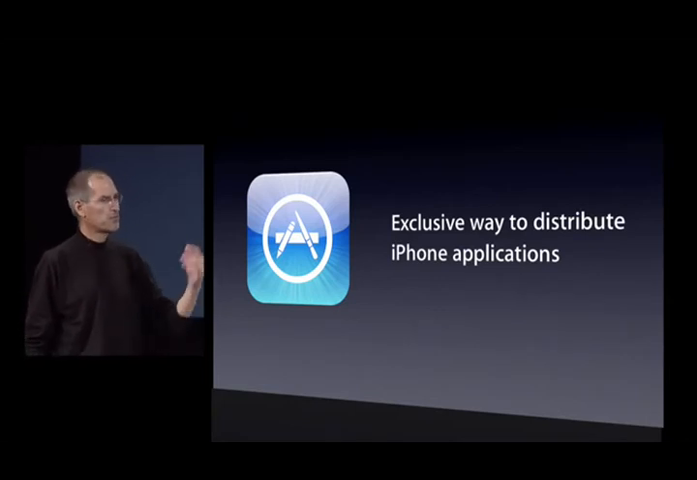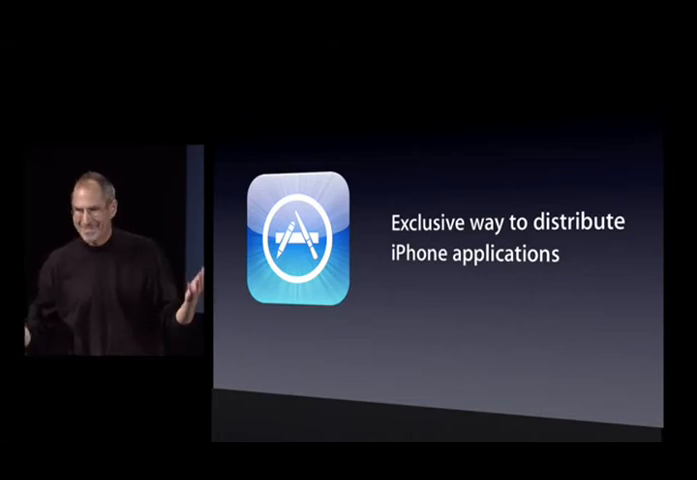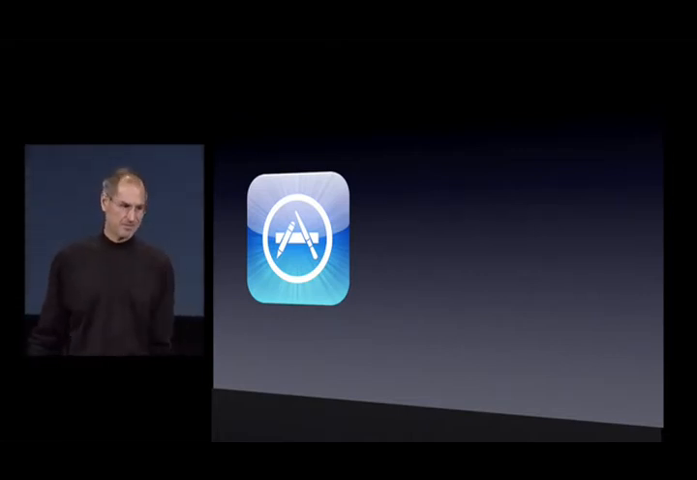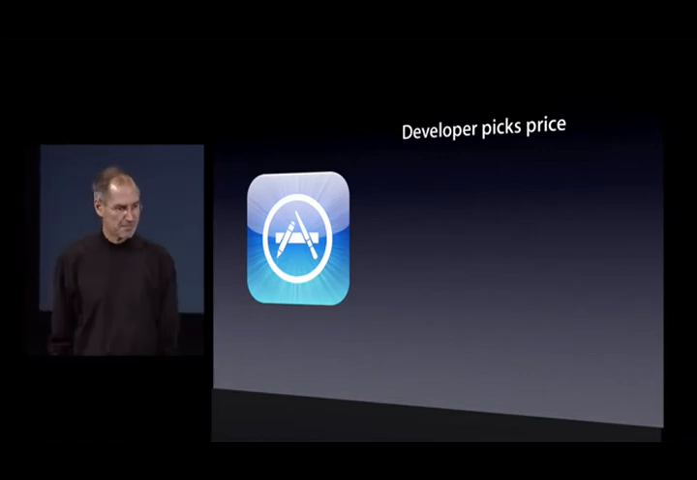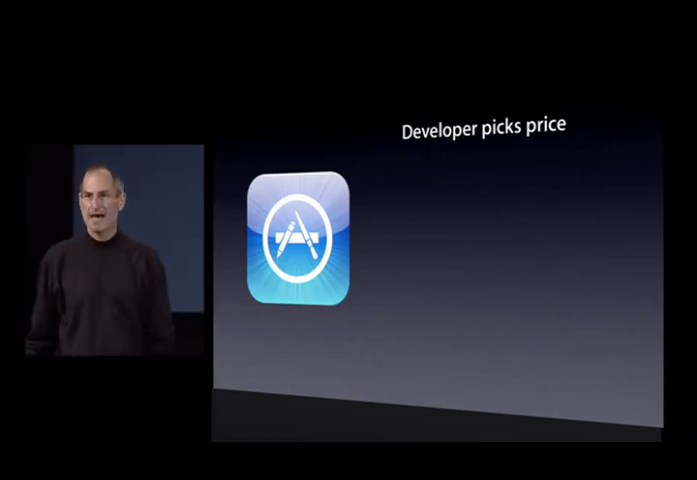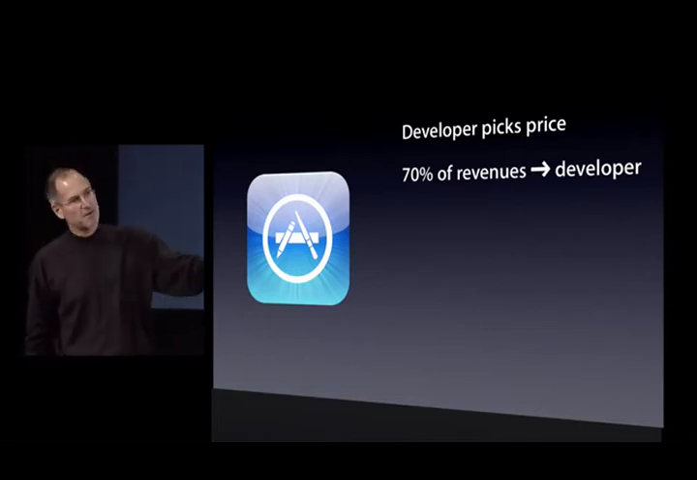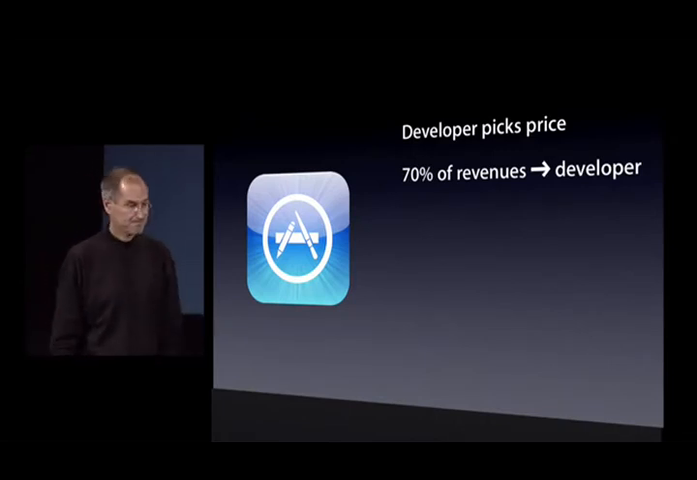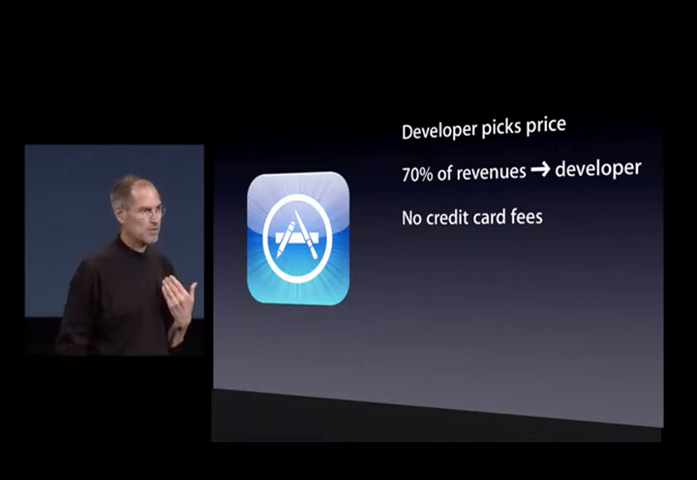Now, developers are going to ask, well, this is great, but what's the deal, right? What's the business deal? We think we've got a great business deal for our developers. First of all, the developer picks the price. Pick whatever price you want to sell your app at. When we sell the app through the App Store, the developer gets 70% of the revenues right off the top. We keep 30 to pay for running the App Store. There are no credit card fees for the developer. We take care of all that.